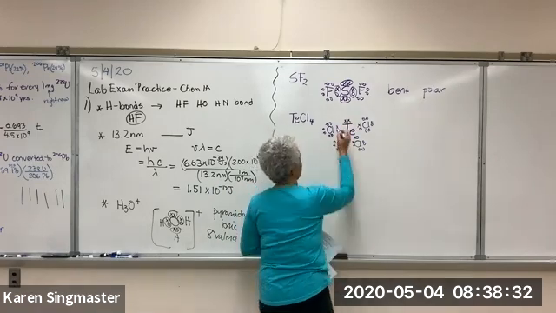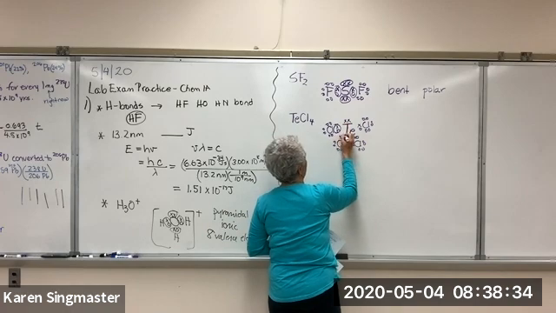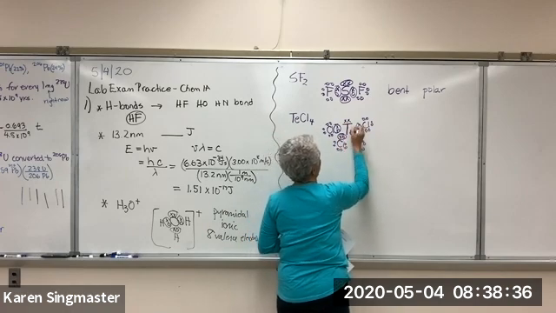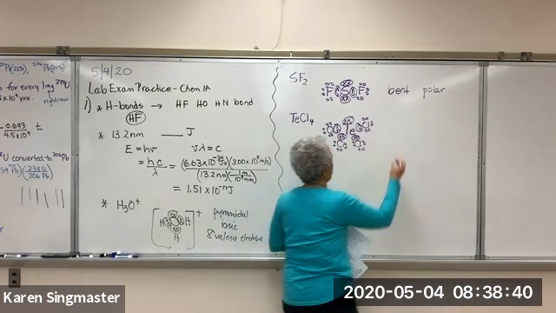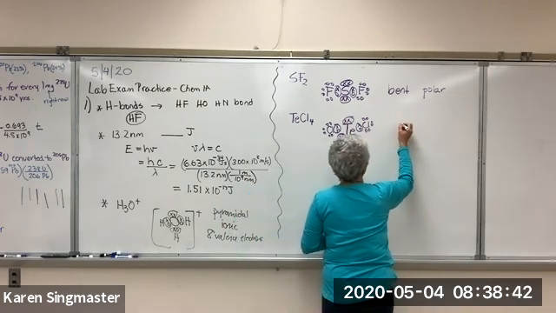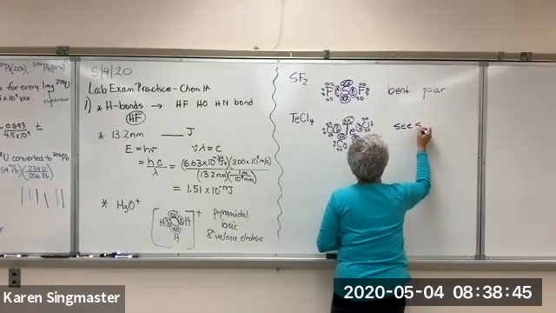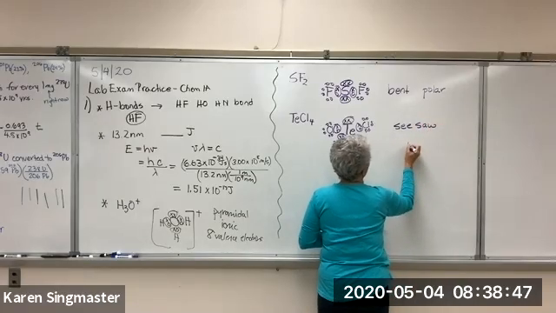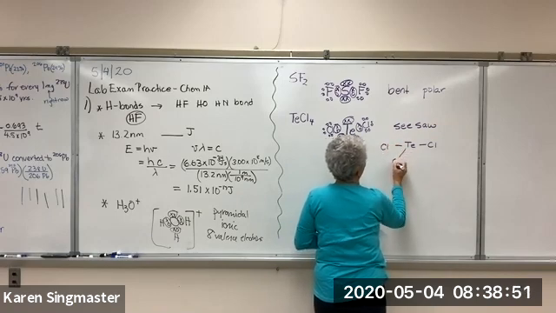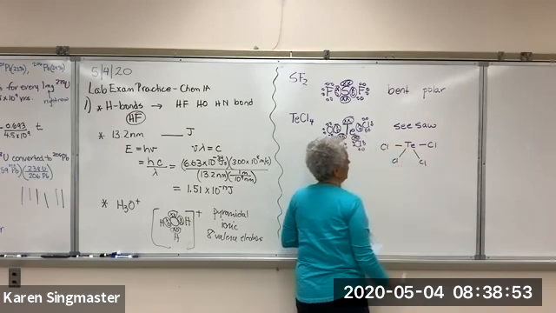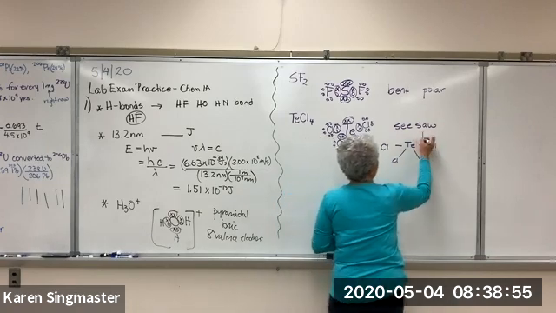So I'm looking at this. This is a set of 5 with 1, 2, 3, 4 bonding, 1 non-bonding. So steric number 5. This is a see-saw. So it looks something like this, if I have to draw it in 2 dimensions, right? And so it's definitely polar.